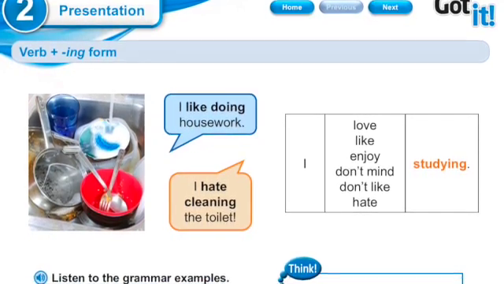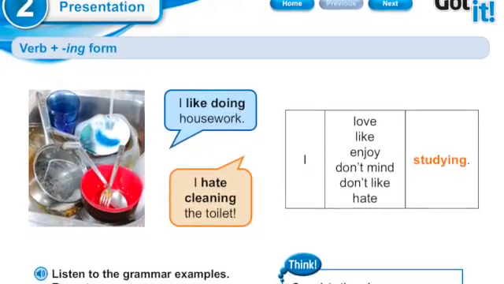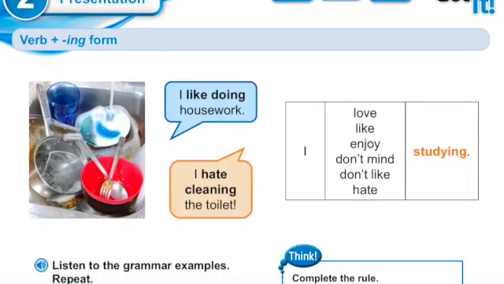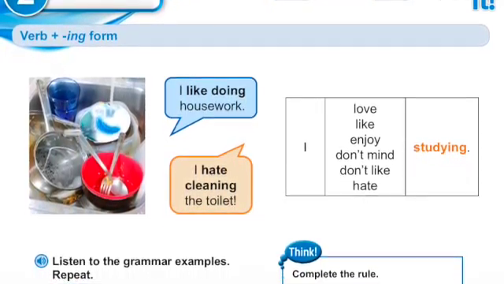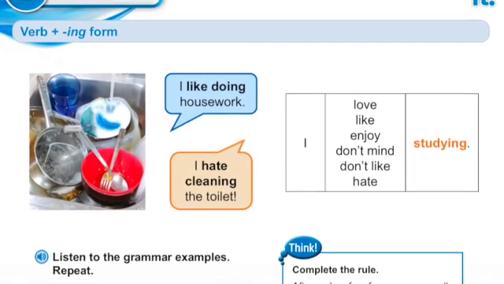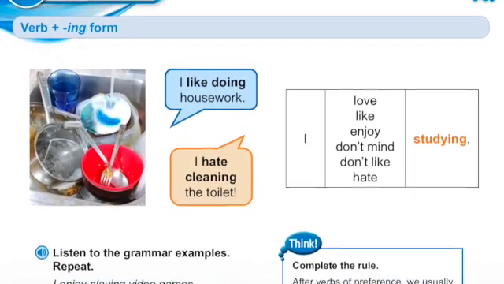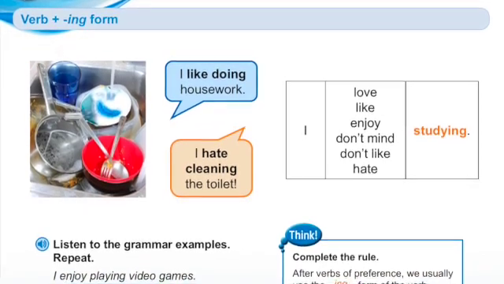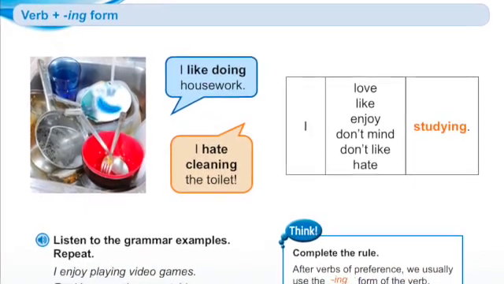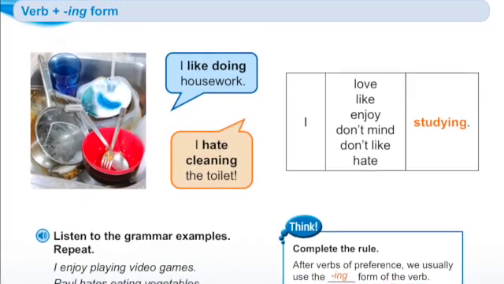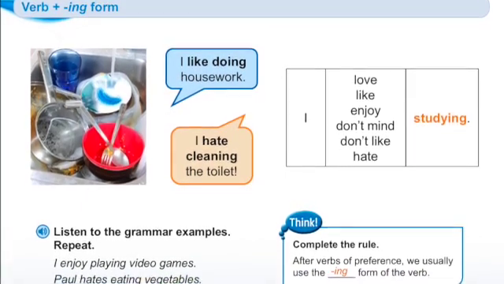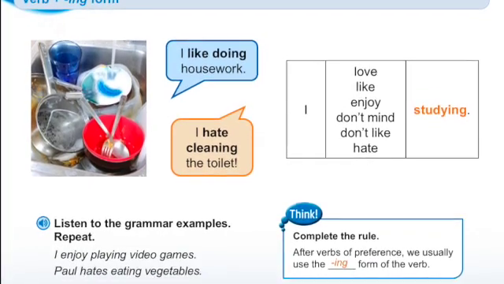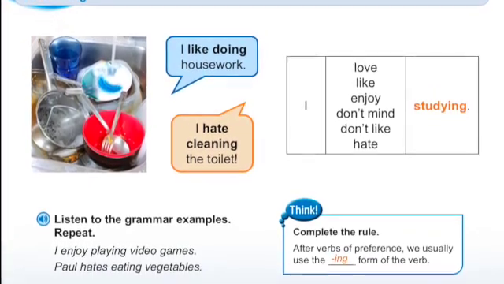En este caso utilizamos el verbo gerund, ing, seguido de algunos verbos, porque no puede ir dos verbos juntos, o está separado por un gerund o está separado por un infinitive. En este caso vamos a separar por un gerund. Después de los verbos love, like, enjoy, don't mind, don't like y hate, siempre el siguiente verbo va seguido de gerund, que quiere decir ing form.